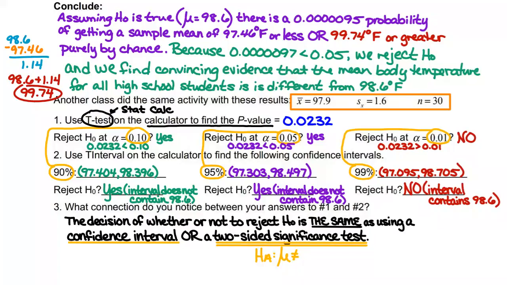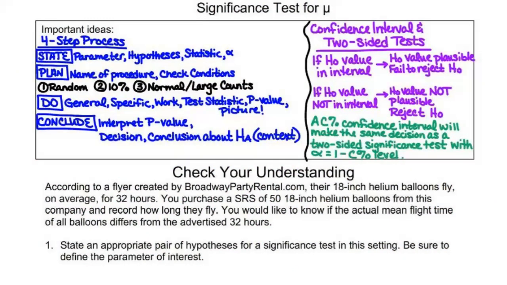All right, so big takeaways from what we did yesterday. 4-step process: state, plan, do, conclude. In state, you have to have your parameter, hypothesis, and alpha level. It is helpful to write down your statistics there so that you've got them in one spot because you're going to need those for the do step. If you don't have them in the state step, I'm not going to take off points, but it's a good idea to write those down right at the beginning.